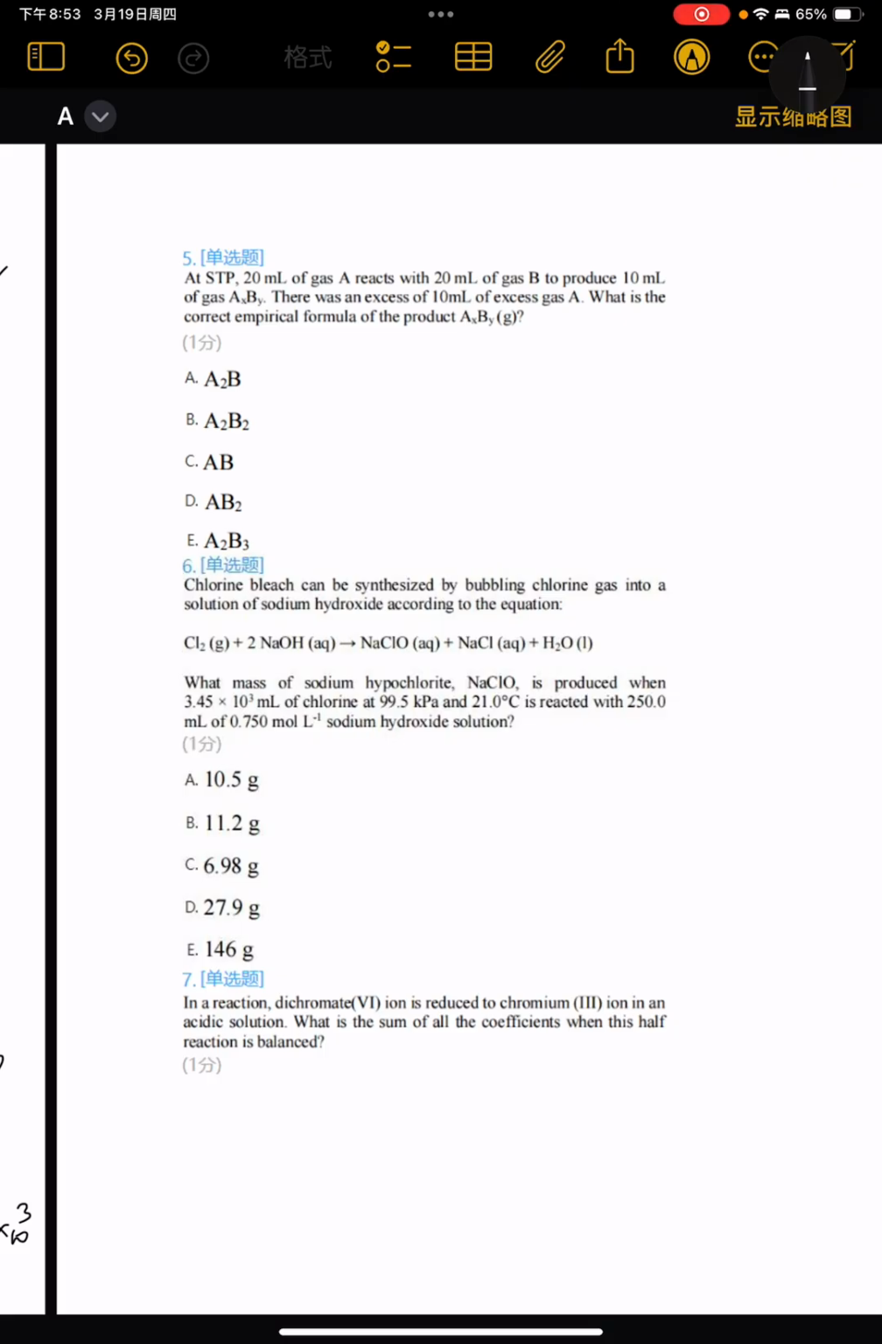Okay, question number 5. We're told that at STP, 20 milliliters of gas A react with 20 milliliters of gas B to only produce 10 milliliters of gas AxBy. We're told that there is 10 milliliters of excess gas A, and they want the empirical formula. So then this ratio right now is 20 of gas A, 20 of gas B, turns out to be 10 of the final gas, which equals 2 to 1.